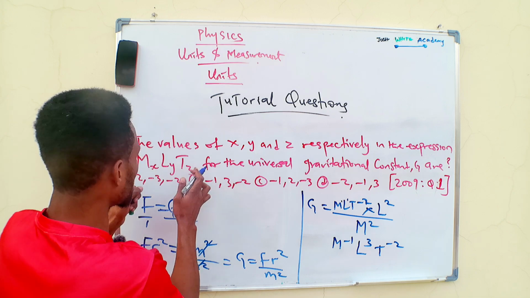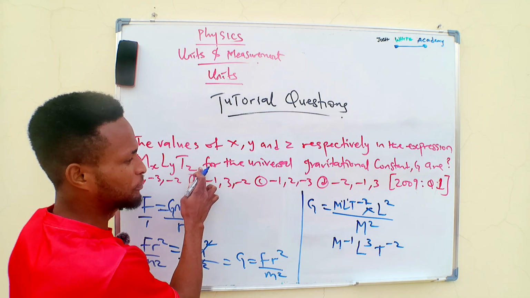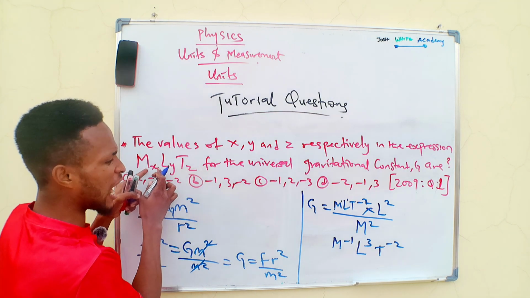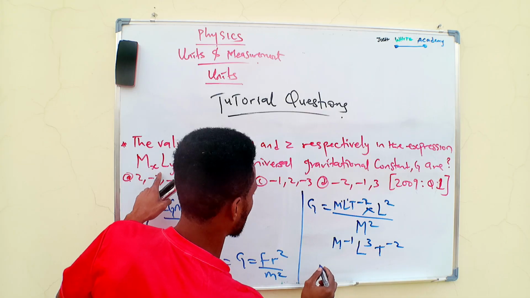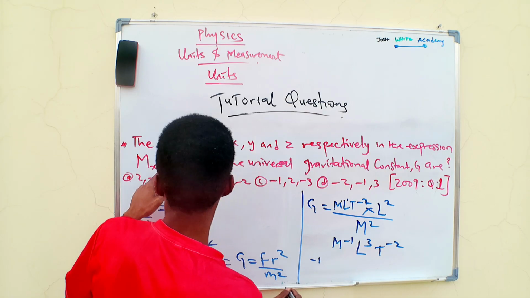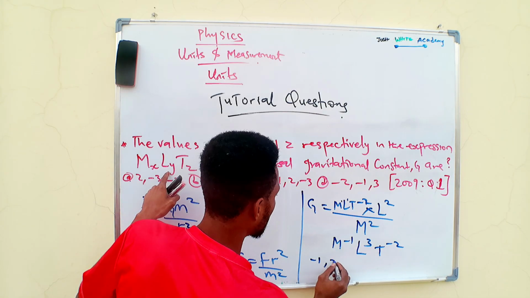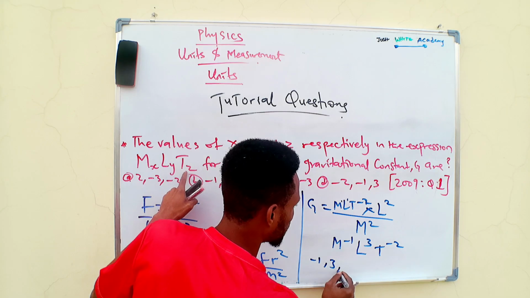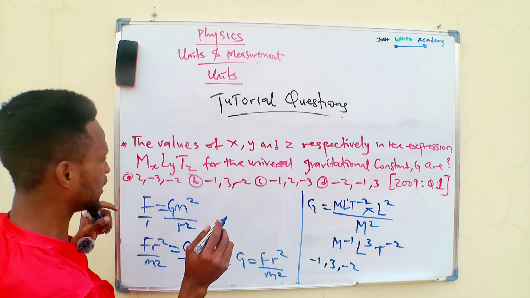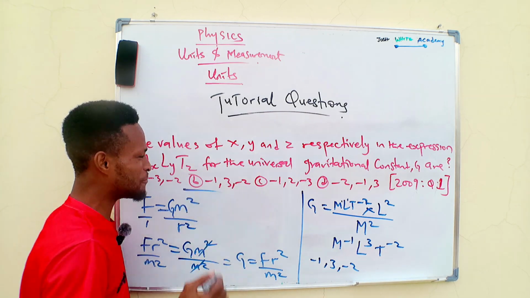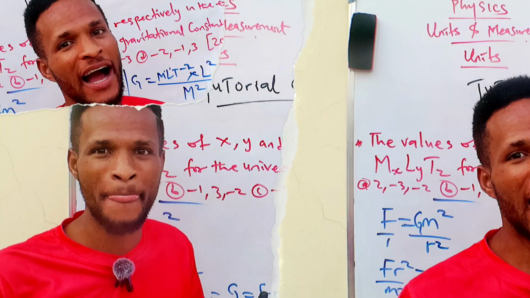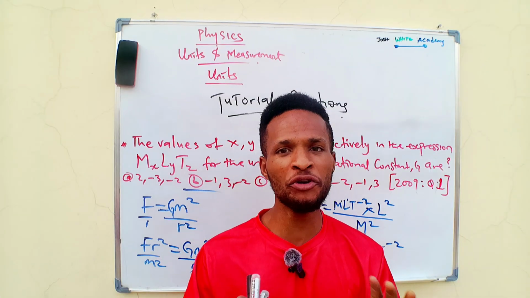So from our expression here, x will be minus 1, y will be 3, and z will be minus 2. Minus 1, 3, and minus 2. B is our answer.